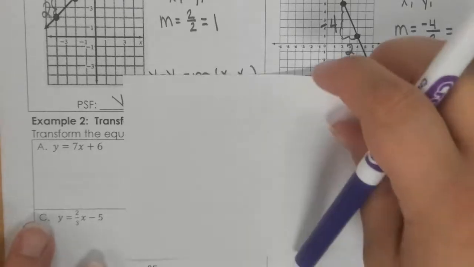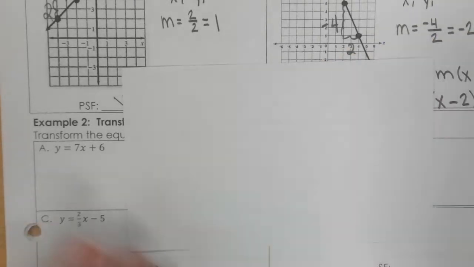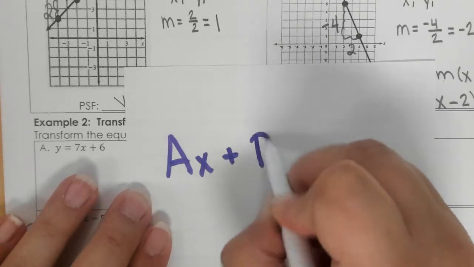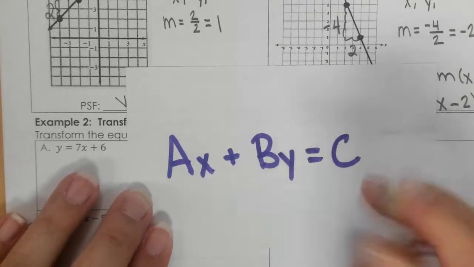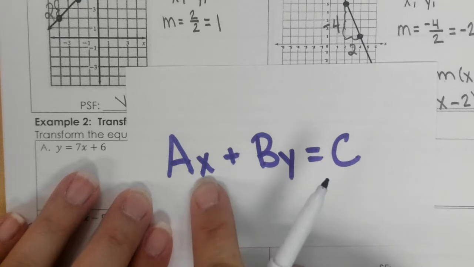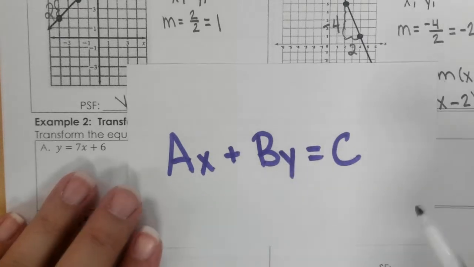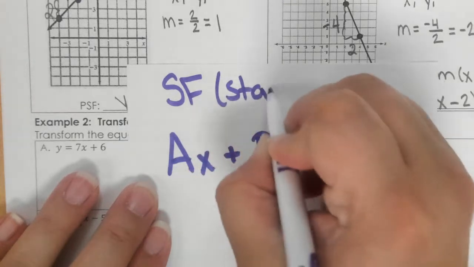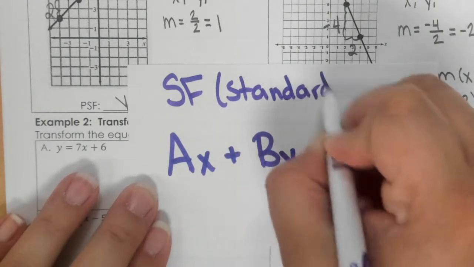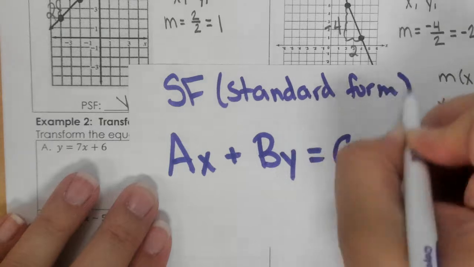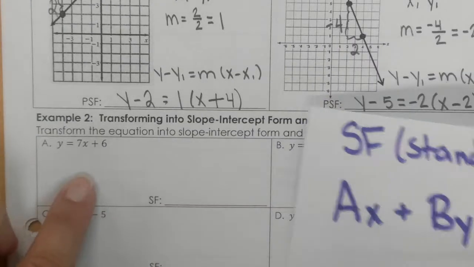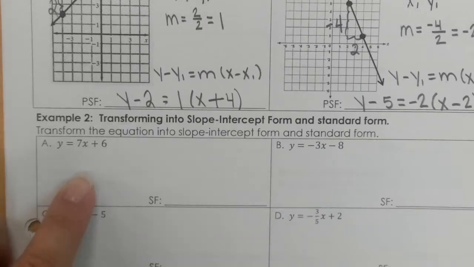But standard form, we learned that in order for a standard form, x and y have to be on the same side. So here we see that x and y are on the same side. A, b, and c represent a number. Okay, so this would be SF, also known as standard form. Okay, so how do we go from slope-intercept form to this form, standard form?